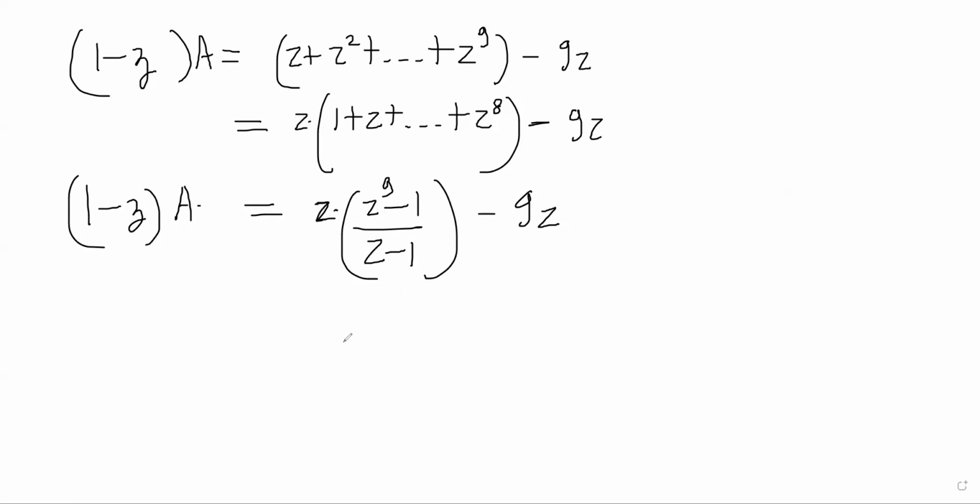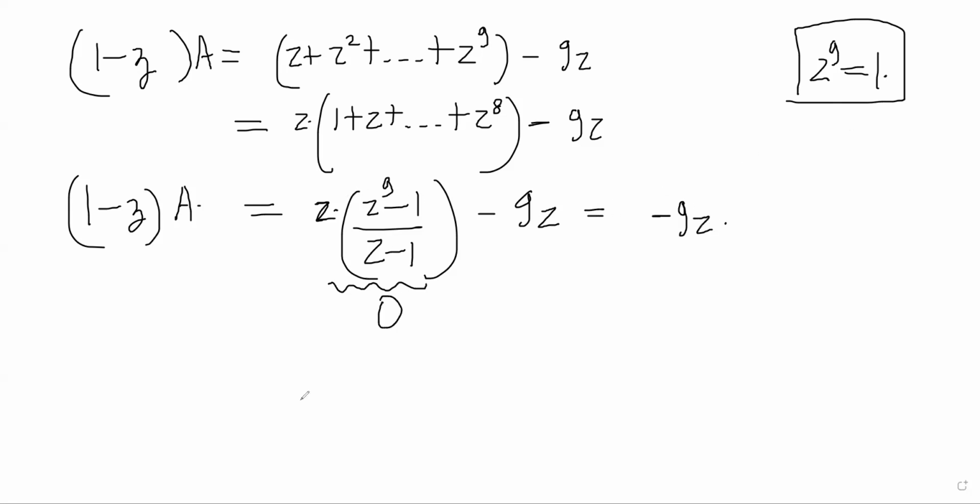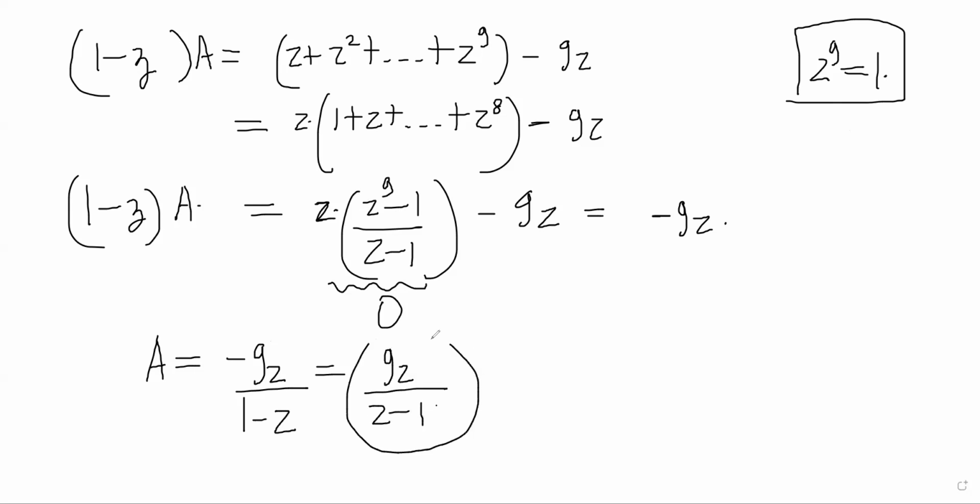What do we get when we simplify? Let's see. Also remember that z power 9 was 1 actually. So that helps us a lot, because this term will become 0. Because z power 9 is 1, so numerator is 0. We get minus 9z here. So that means a is equal to minus 9z by 1 minus z. So it is 9z by z minus 1. So a is this. So mod of a is equal to mod of 9z by mod of z minus 1.